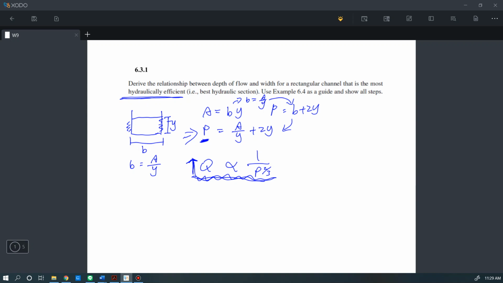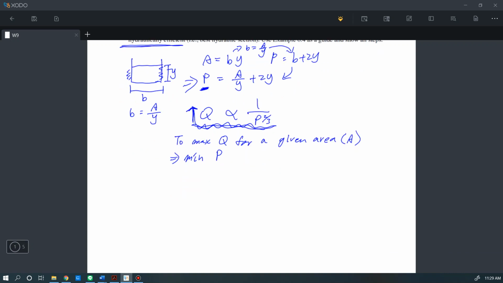So next step, we want to maximize the flow rate for a given area, which is this A, and the idea is that we try to minimize P. Okay, so to do that, we need to calculate the derivative of this P. So we calculate dP over dy, and if you expand that, we will get minus A over y to the power 2 plus 2 from this equation, okay?